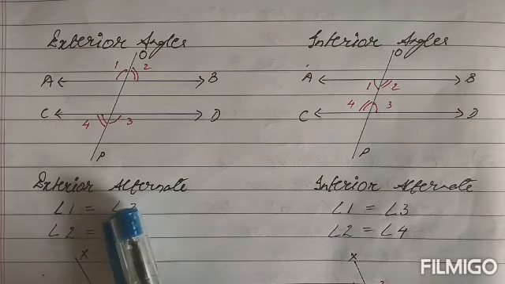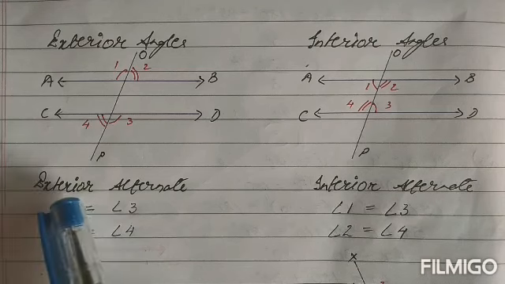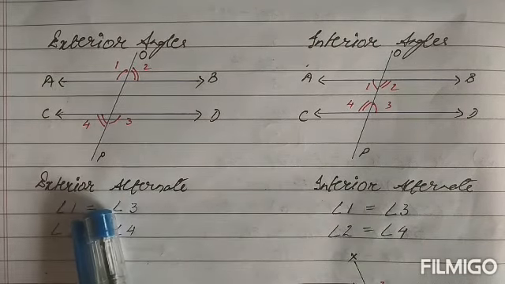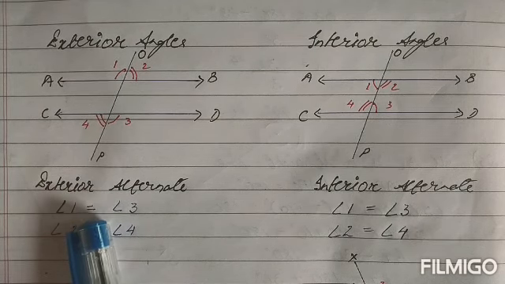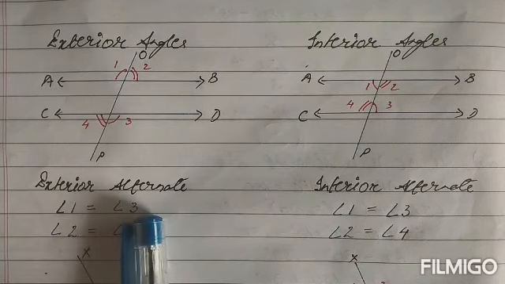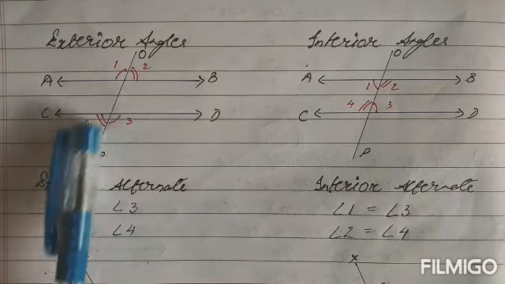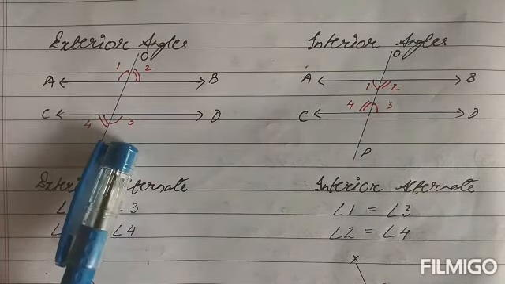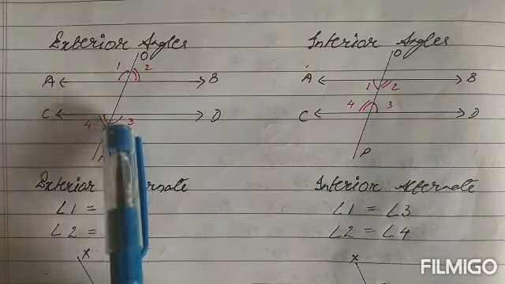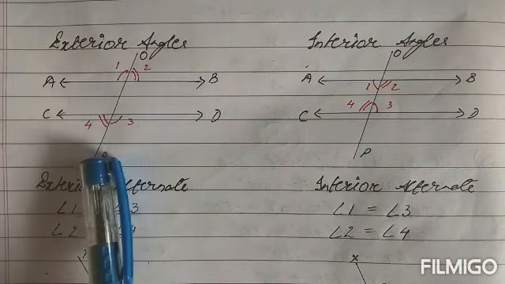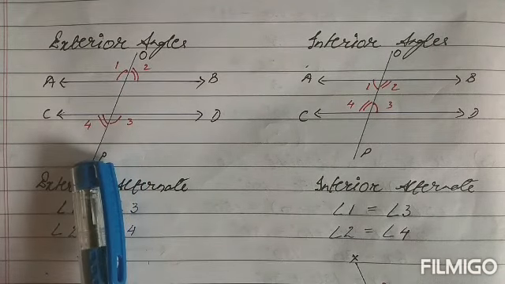Coming to the next one, children, the exterior alternate and the interior alternate. Now alternate, you know, children, something which is on the opposite side is known as alternate. So if it is on the outer side and the opposite side, it is exterior alternate. Now in the figure, have a close look. The first angle and the third angle, they are the exterior angles, but they are on the opposite sides of the transversal. They are not on the similar side, but they are on the opposite side. So these are known as exterior alternate.